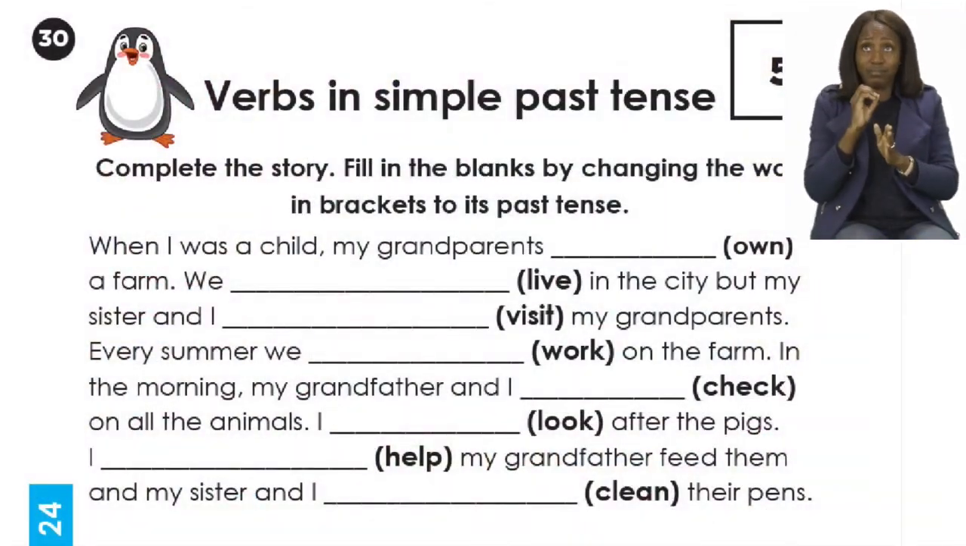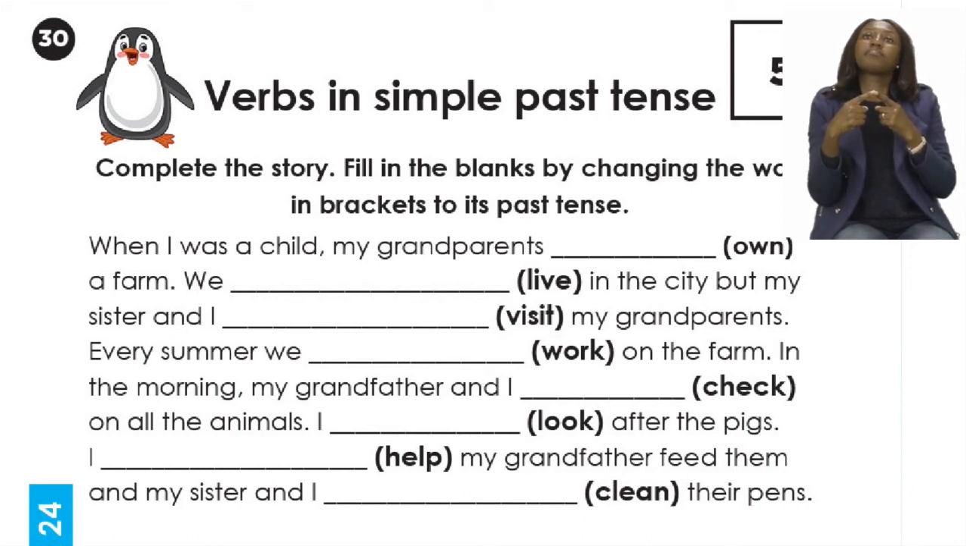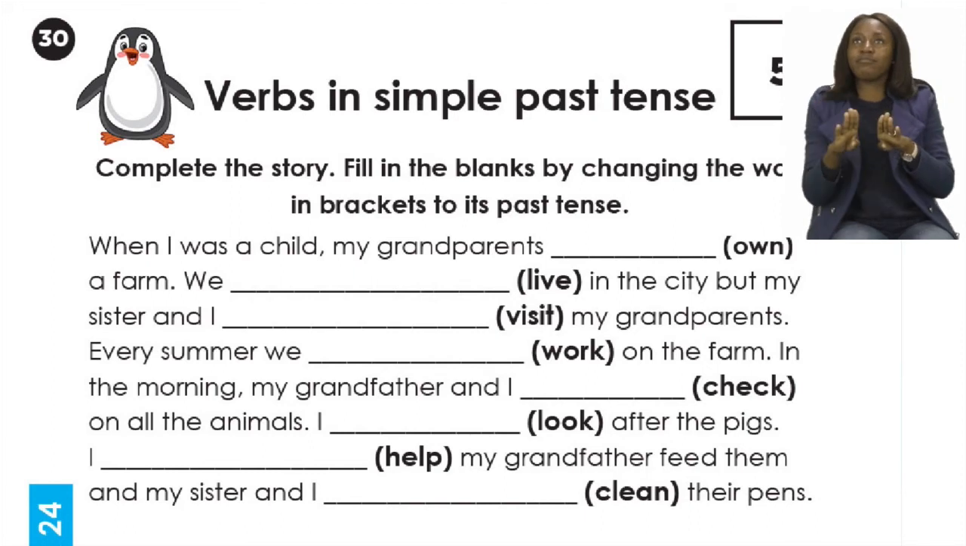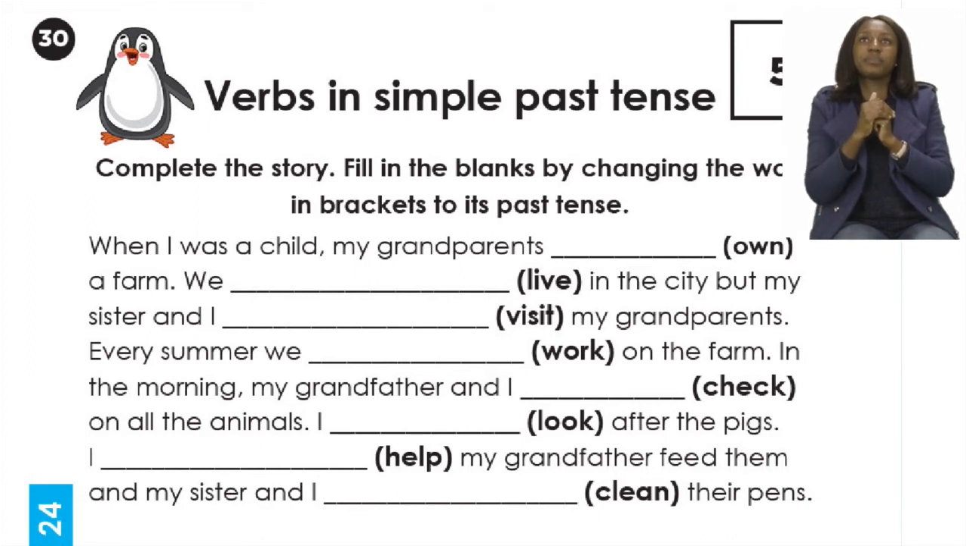Okay, now grade threes, I want us to go back to the story on page 30, and I am going to read the first part with you, and I am going to put in the past tense version of the word so that it makes sense. So I want you to listen carefully and maybe even write in the words as I read them. So, the story goes as follows.